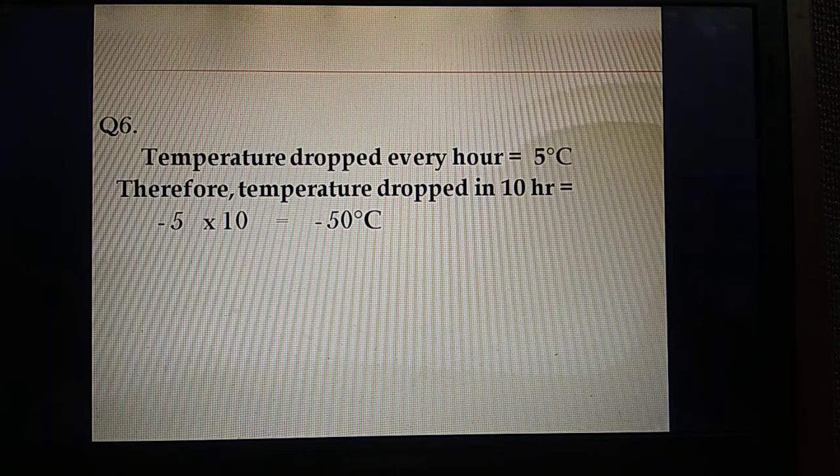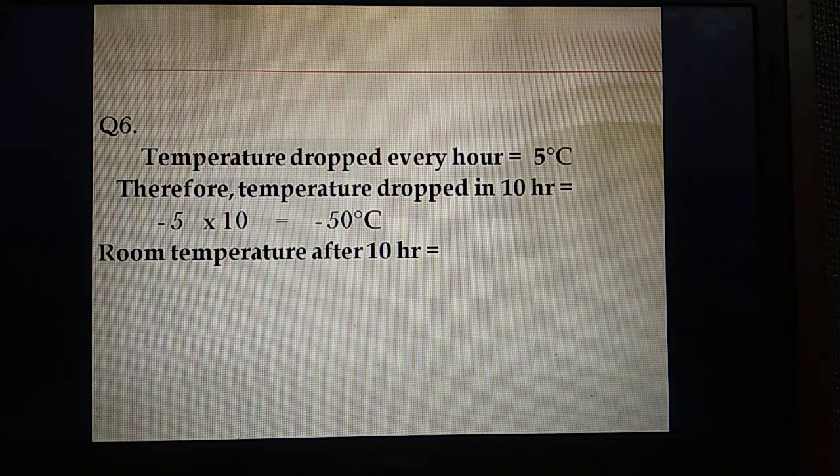Now why minus sign is coming? Because it's clearly mentioned in the sentence that temperature dropped. Dropped means you will represent it with a negative sign. Now, initially the temperature was 40 and after 10 hours it will drop by 50 degrees Celsius.